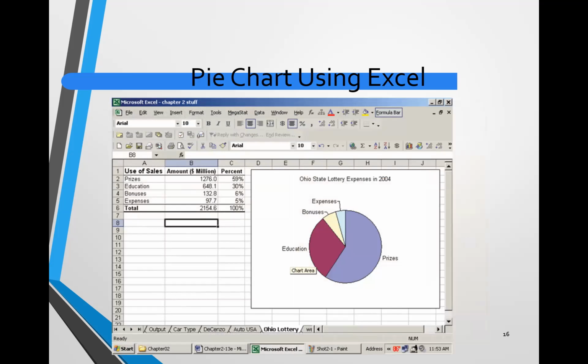Here is an example of how we can create a pie chart in Excel. Very easy. On the left side you have a table. You can draw a table like this, just select the two axes, then go to the Insert tool, select pie chart and click on the pie chart. You will get a pie chart there.